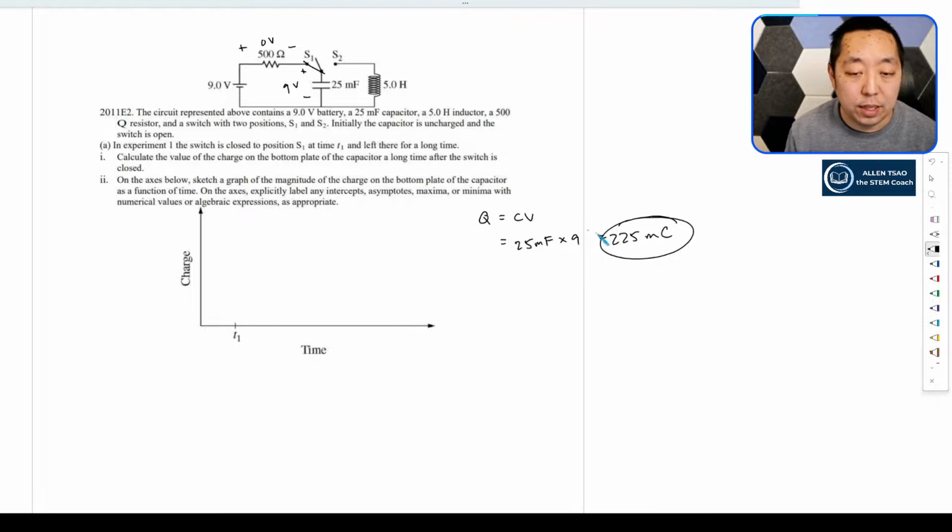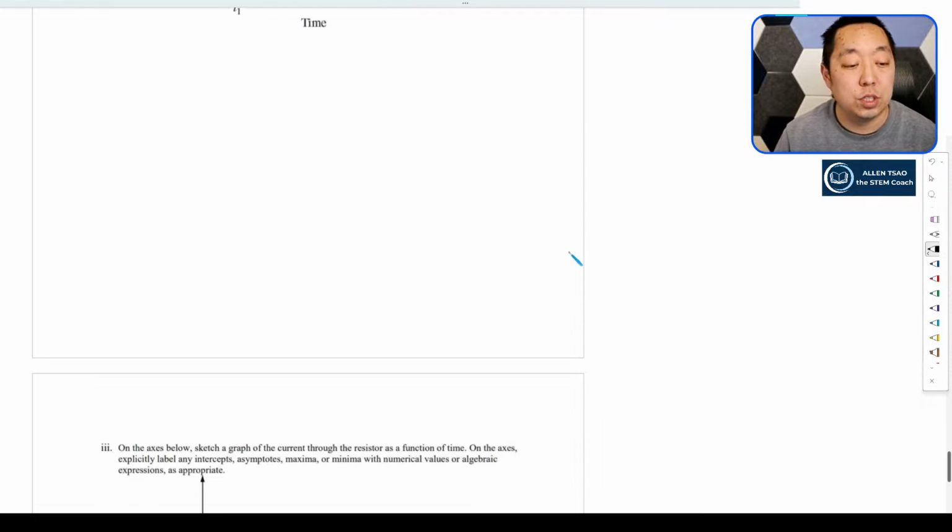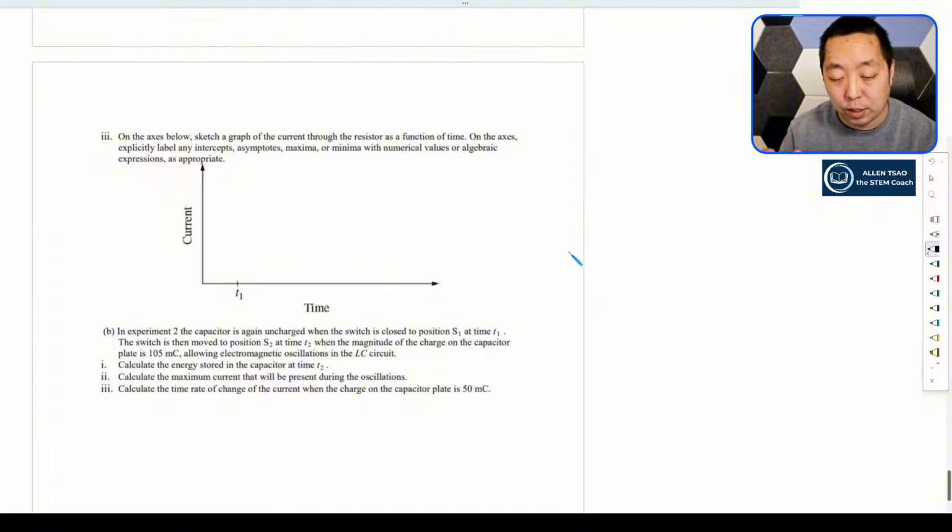Okay, that's just going to be the Q, right? We say the top and the bottom plate have the same charge. On the axis, explicitly label the intercepts, asymptotes, maximum or minimum. So the charge starts off at 0 because it's uncharged, and then it's going to eventually reach this 225. So this asymptote is going to be 225 millicoulombs. Let's see. So the charge is 0. Then at T1, it's going to exponentially approach this maximum charge, right? That's the solution to an RC circuit. So nothing new there. That was back in unit 11, or the previous unit when we did circuits.